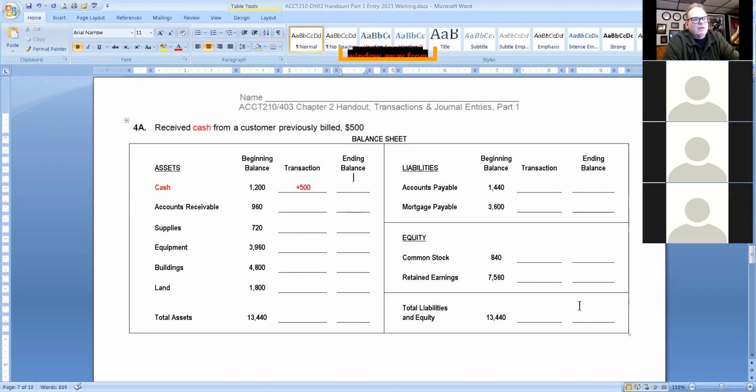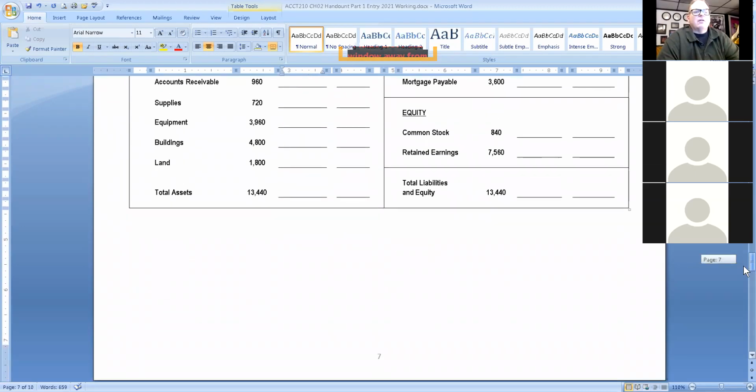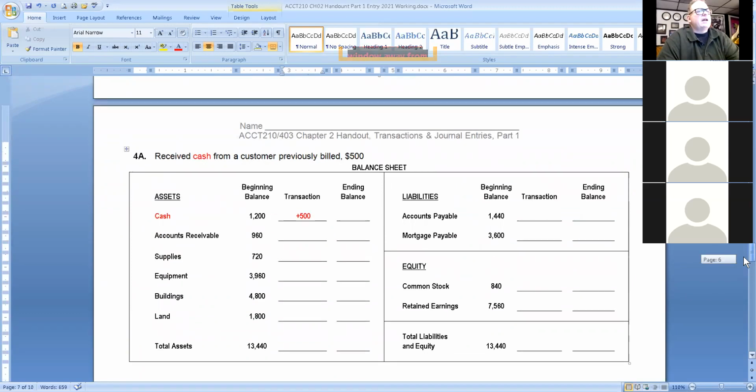Oh, there it is right there. I didn't see accounts receivable. I was looking by accounts payable. I was wondering where it was. But yeah, that would go down. So someone said, I didn't hear it.